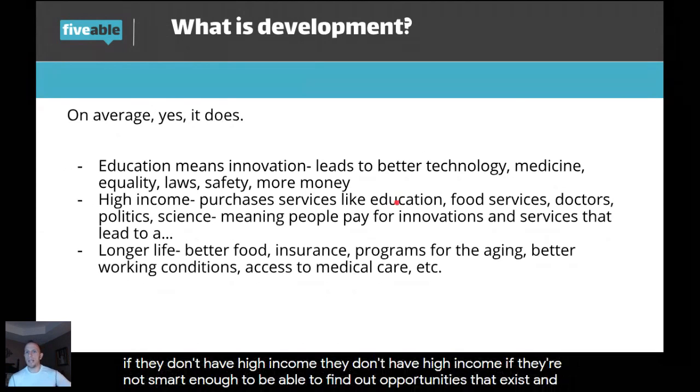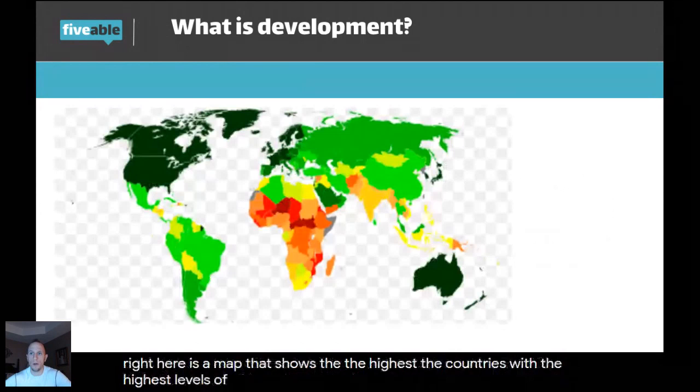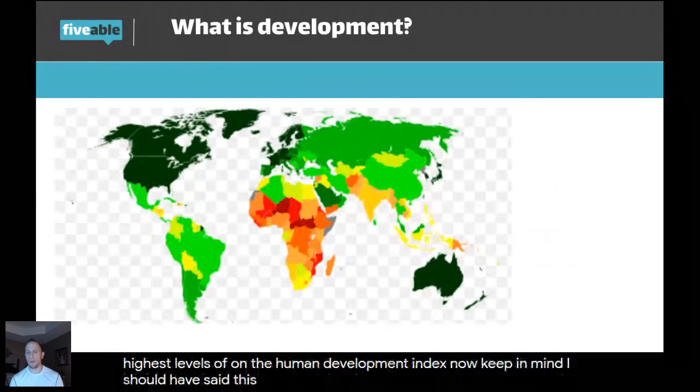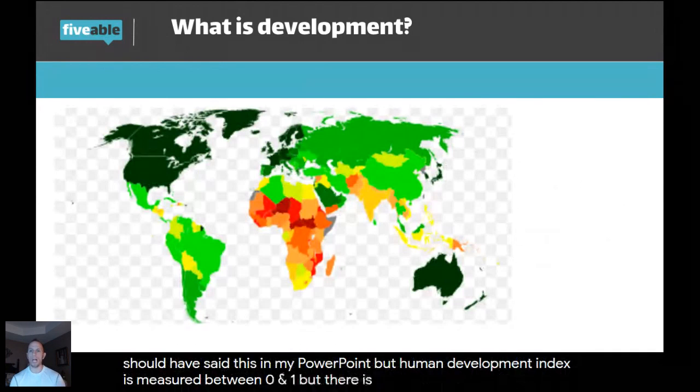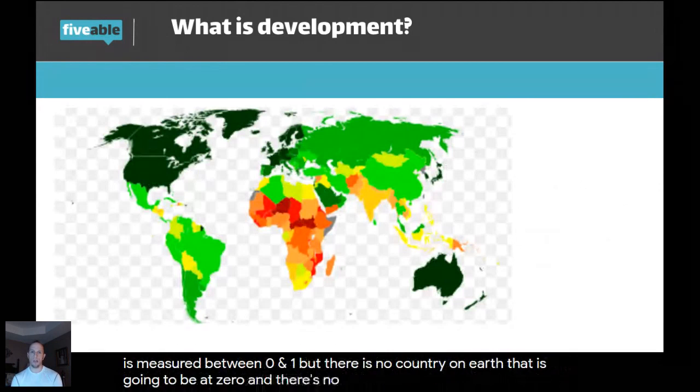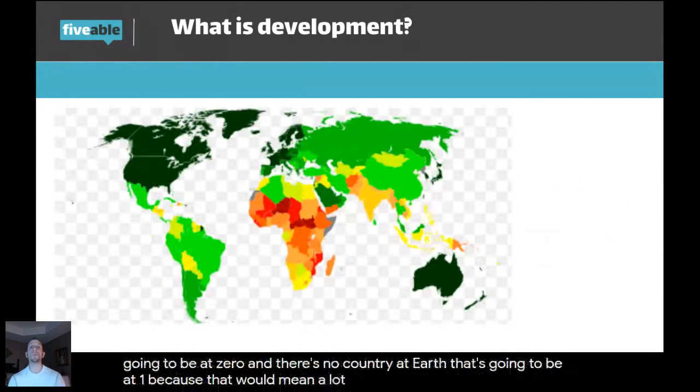This right here is a map that shows the countries with the highest levels on the Human Development Index. Now, keep in mind, I should have said this in my PowerPoint, but the Human Development Index is measured between 0 and 1. But there is no country on Earth that is going to be at 0, and there's no country on Earth that's going to be at 1, because that would mean 100%.